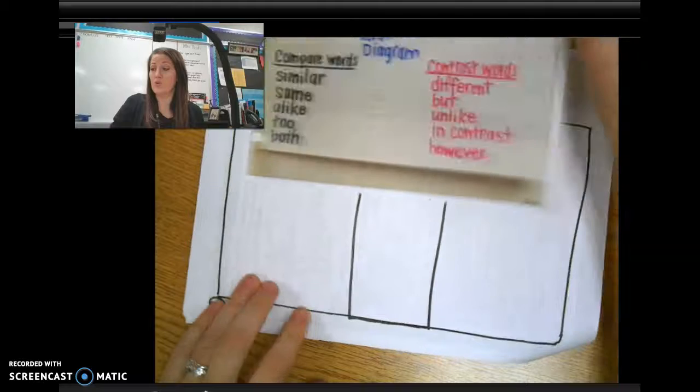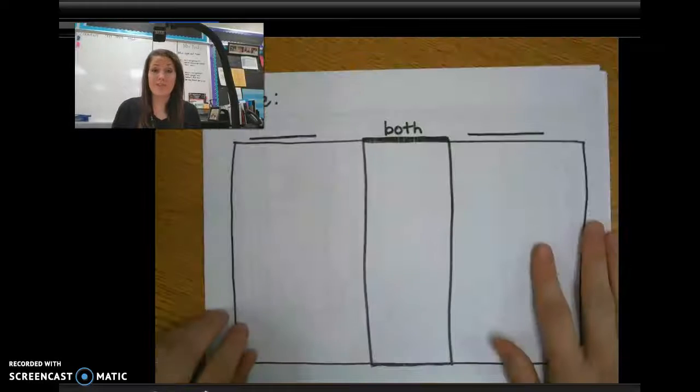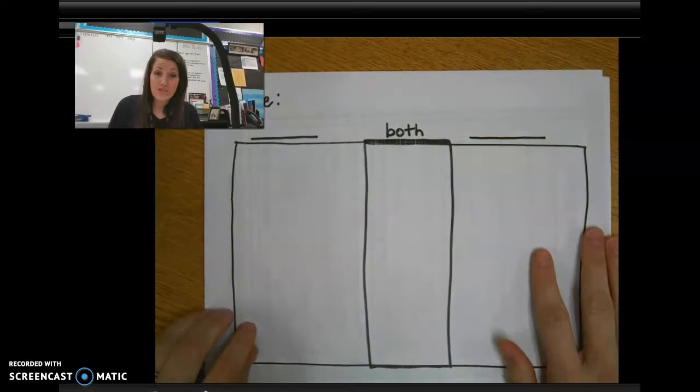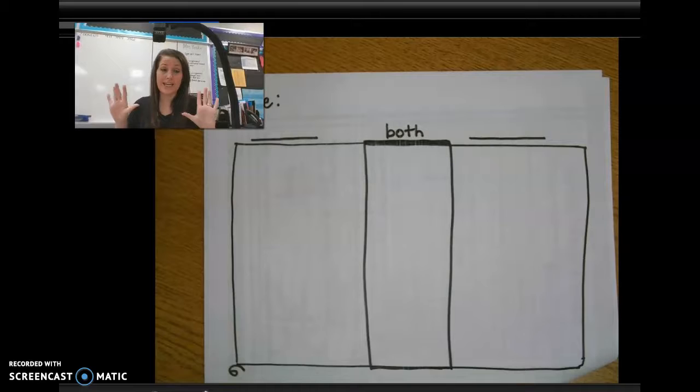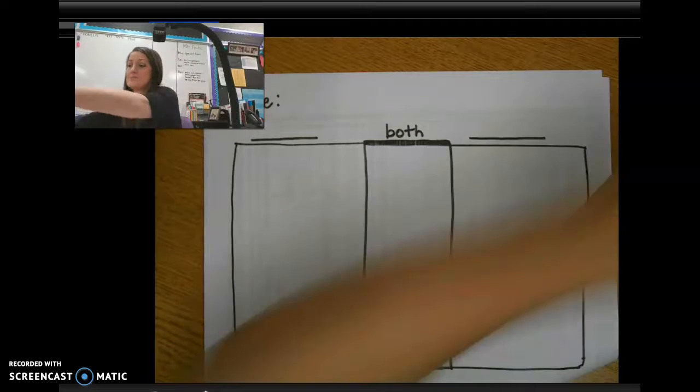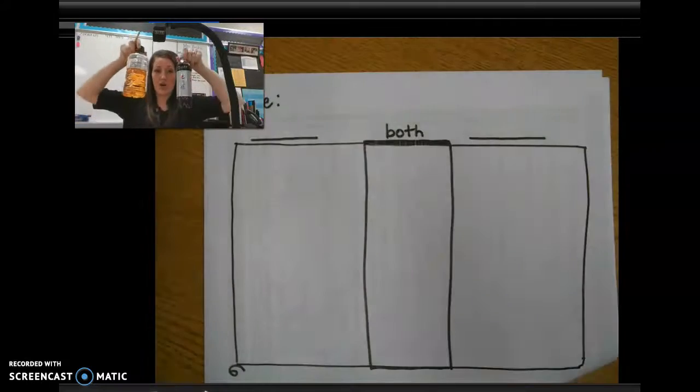All right, so I'm going to demonstrate for you once, and then I'm going to give you a picture to click on so that you can just look at it and do it for yourself. So we are going to compare these two objects.